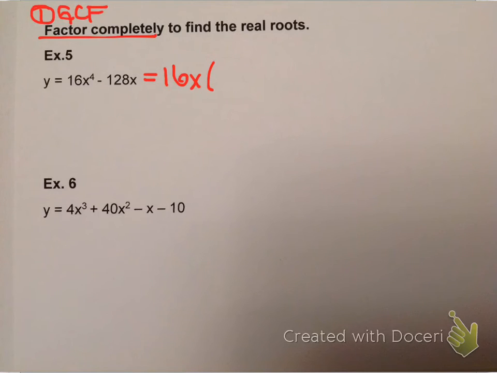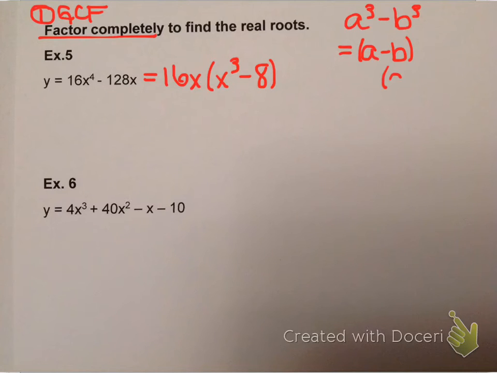When we pull the 16x out, we're left with x cubed minus 8. And so this problem also allows us to review one of our special factoring patterns, because x cubed minus 8 is a difference of 2 cubes. It's a cubed minus b cubed. And remember that you need to actually know the factoring patterns. They're not provided for you on the quiz. a cubed minus b cubed factors as (a minus b) and then (a squared plus ab plus b squared).